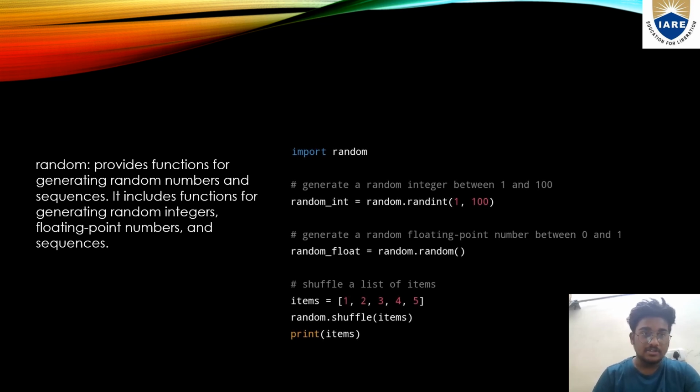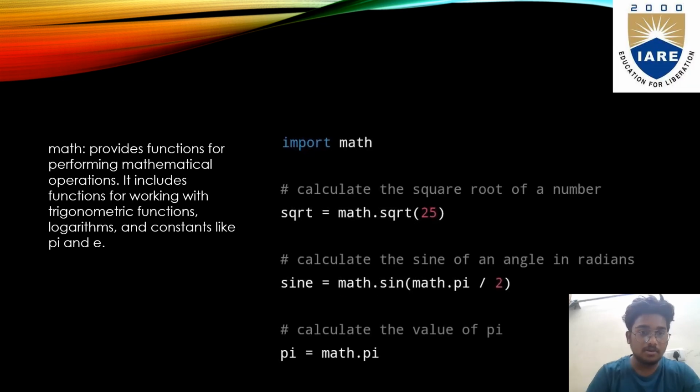And rand range returns a random element from the range created by start, stop, and step arguments. The start, stop, step parameters behave similar to range function. Moving to the next slide, we have a math module.